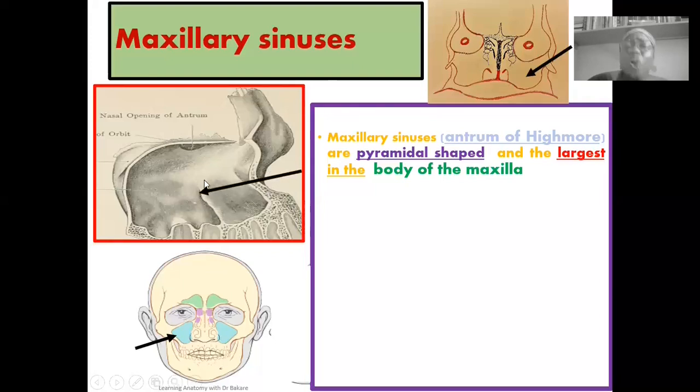In this image up here, the maxillary sinus is opened. So it's cracked open here. So this is what the interior of the maxillary sinus looks like. This maxillary sinus is pyramidal in shape. It is the largest of all the paranasal sinuses.